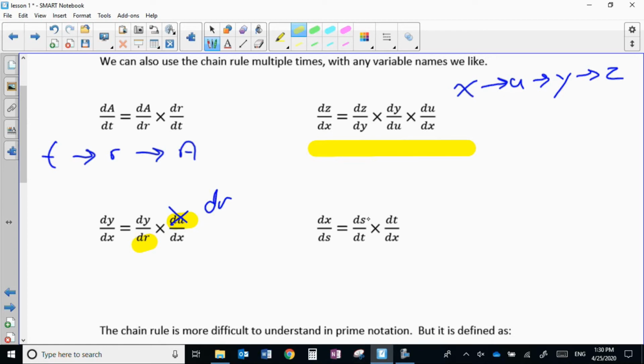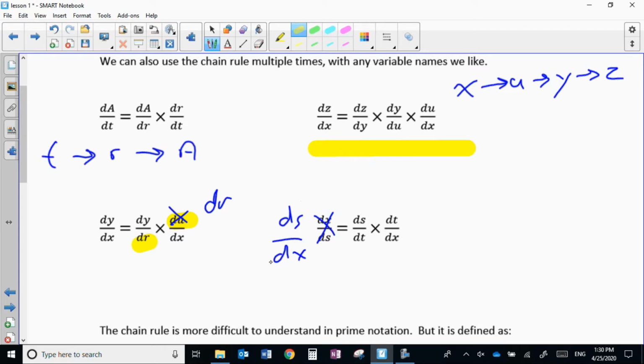And let's look at the next one. dx by ds by dt times dt by dx. So the chain works here, but it doesn't produce dx by ds. It actually produces ds by dx. I know you might be a little bit confused right now, but I'm just trying to show you how you have these chains of functions.